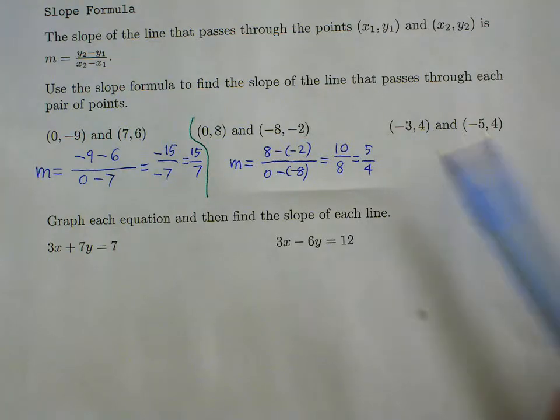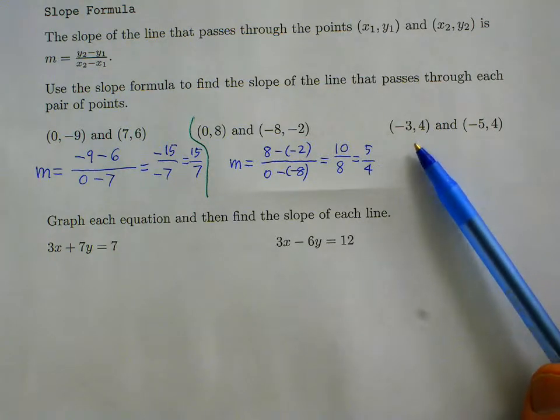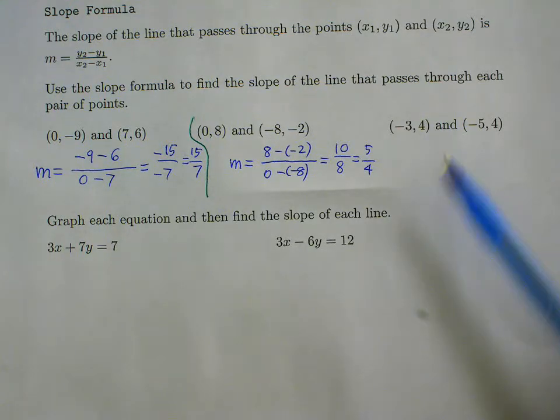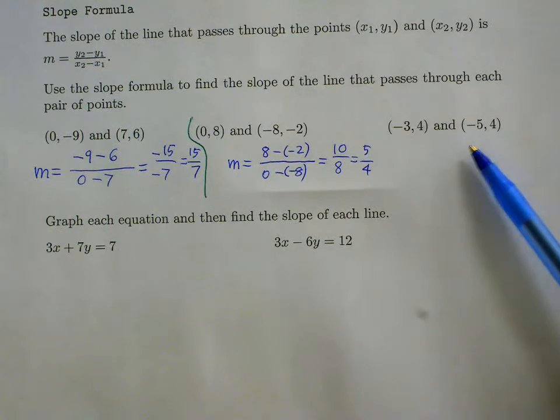Okay, one more example. Find the slope of the line that passes through these 2 points, negative 3, 4 and negative 5, 4.